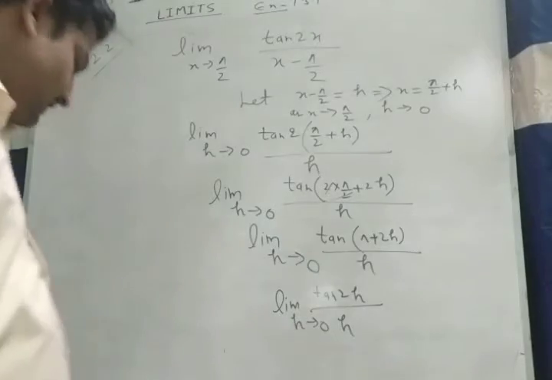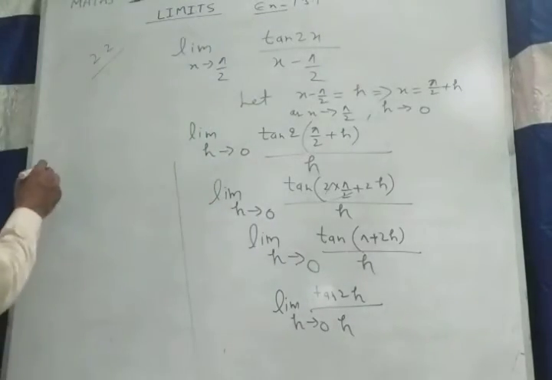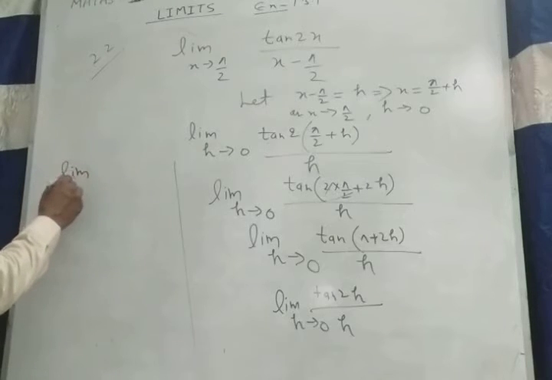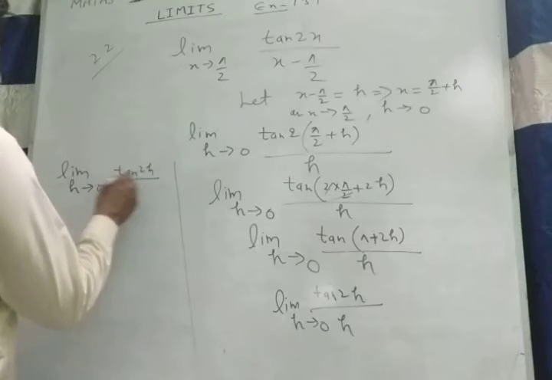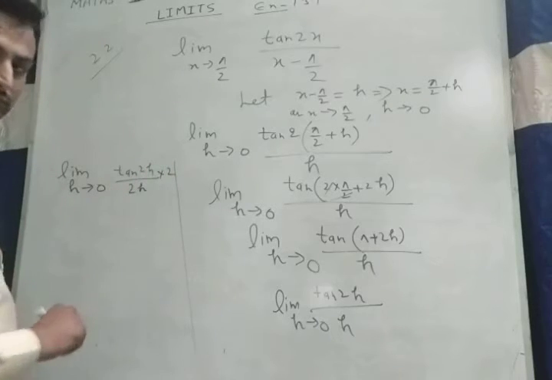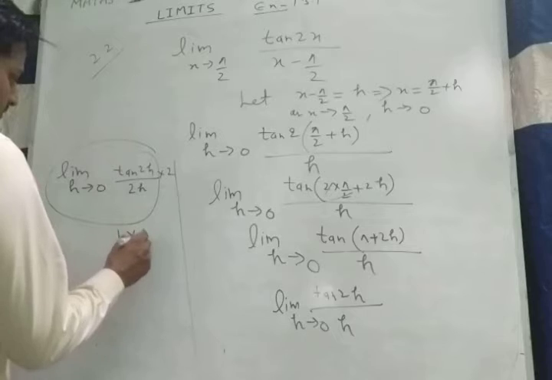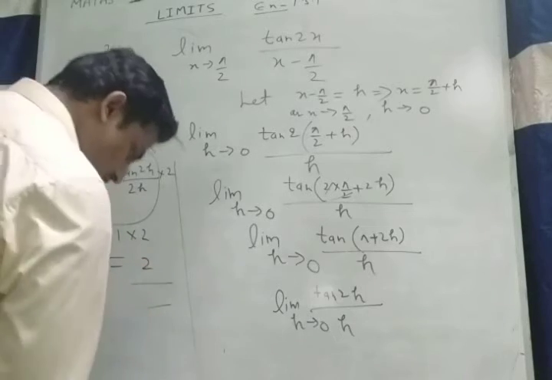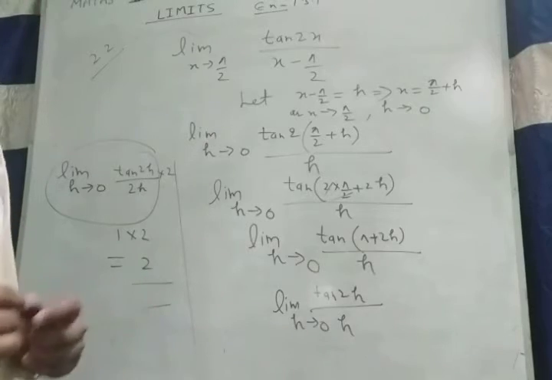Okay. Now what we will do? Limit h tends to 0, tan 2h by 2h into 2. Okay. Now the value of this is 1 into 2, that is 2. Okay. So it will be our answer.